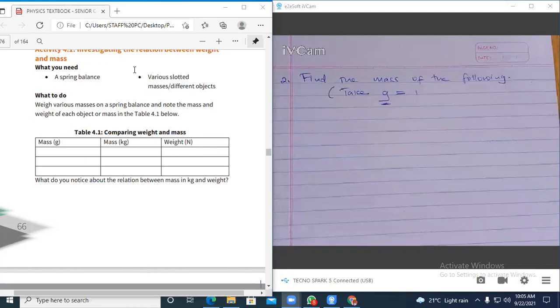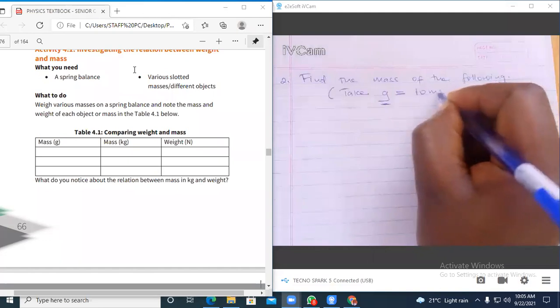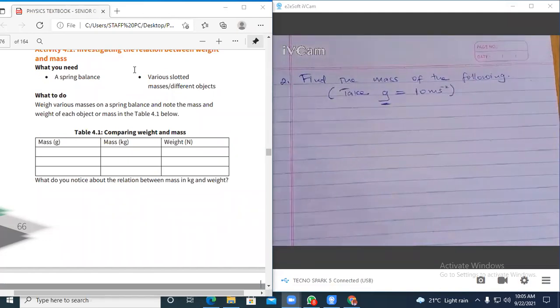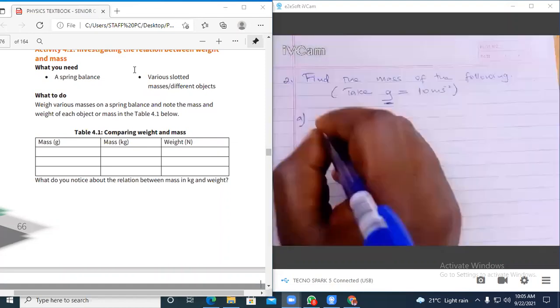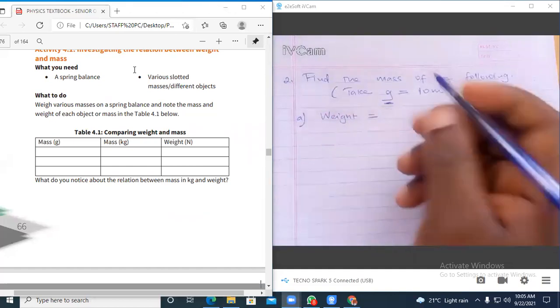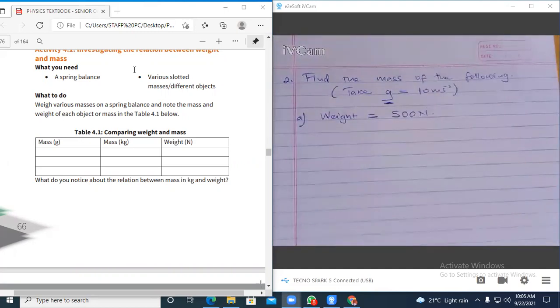Okay. Take acceleration due to gravity to be equal to 10 meters per second squared. And we are going to find the mass of the following. So part A, suppose we are given a weight of 500 newtons. What is the mass?